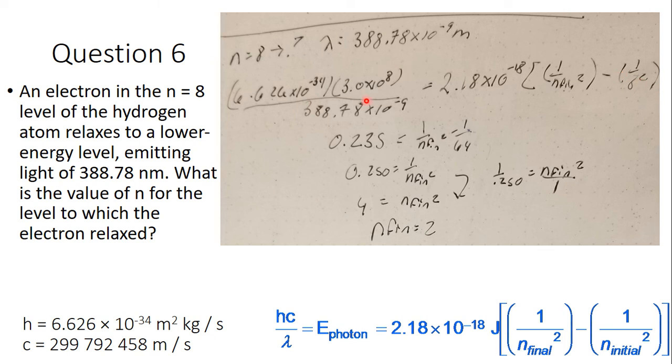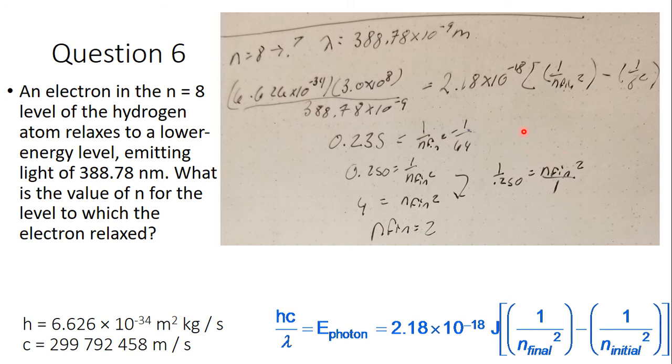So what I did from here to here is I multiplied and divided everything on the left, then I divided each side of the equation by 2.18 times 10 to the minus 18th. And I get 0.2135 equals 1 divided by n final squared minus 1 divided by 64. That 64 came from doing 8 squared. Add 1 divided by 64 to each side, I get 0.250 equals 1 divided by n final squared. Now, I don't want 1 divided by n final squared, I want n final squared.